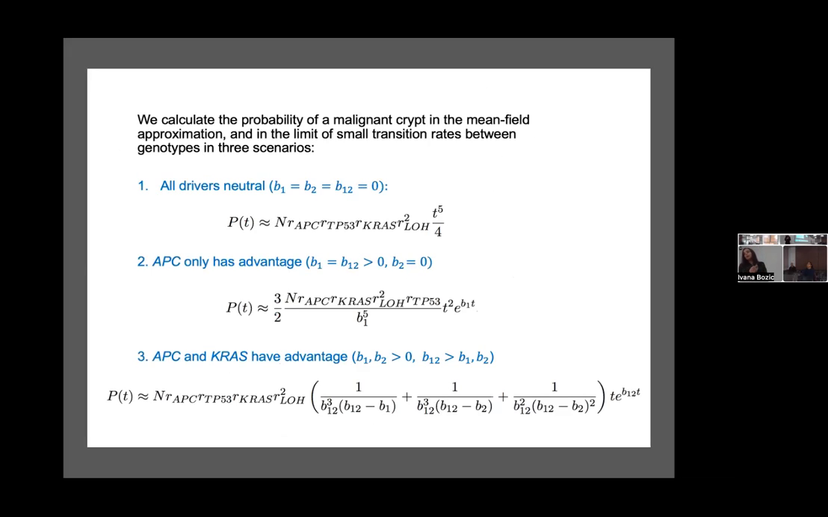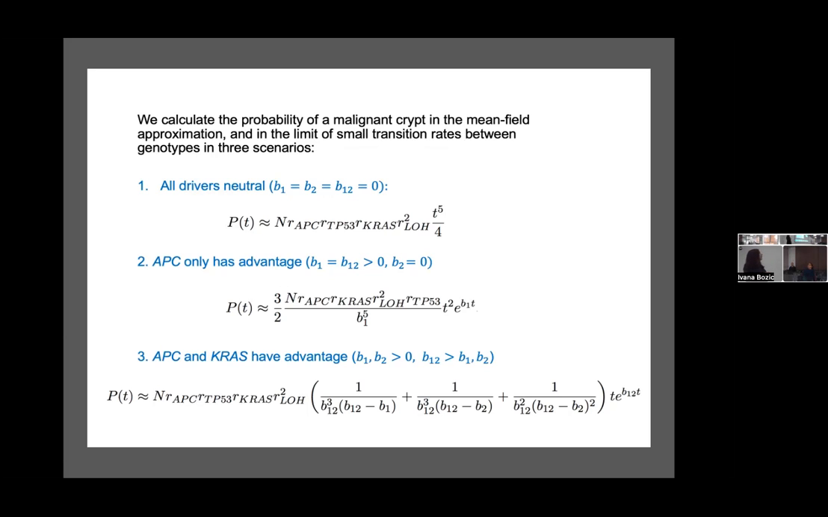We also try to get some analytic insight into the process by using what we call a mean field approximation, but it's kind of a semi-deterministic approximation where we calculate expected values of cells in each pre-malignant genotype, and then use that to find the time to malignancy. And to complicate things a little more, we take into account 3 scenarios.